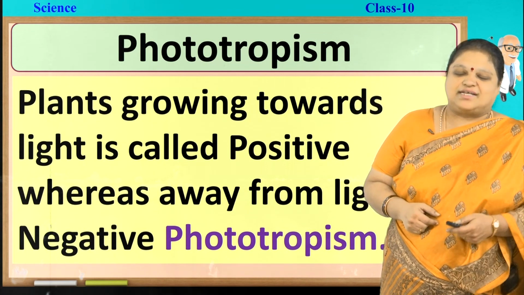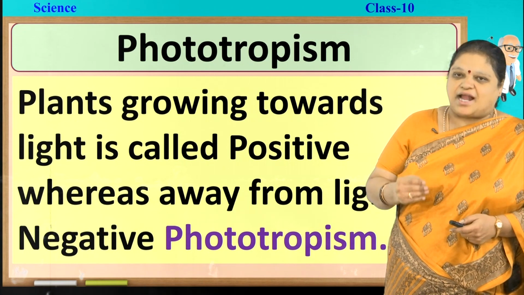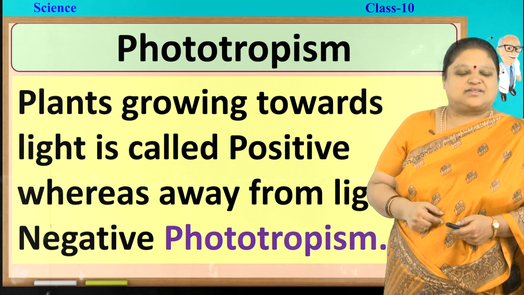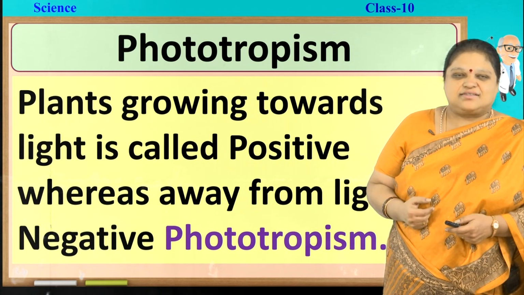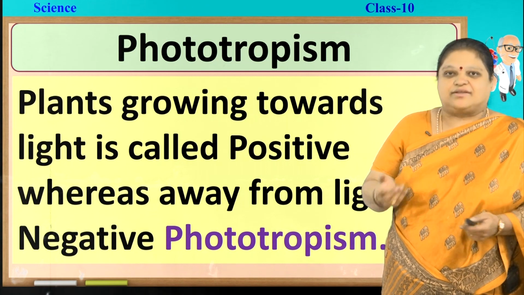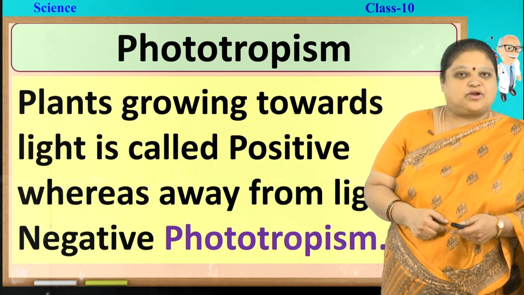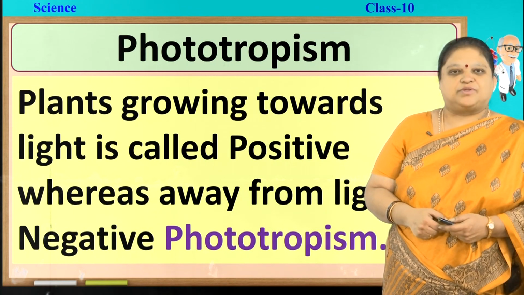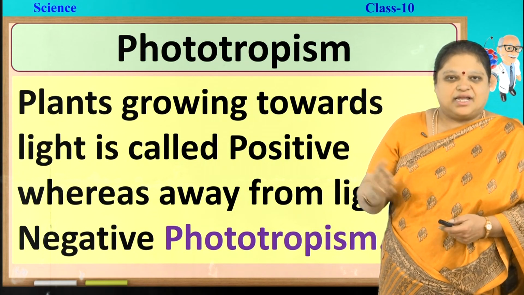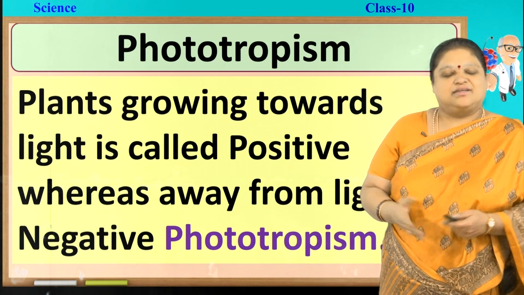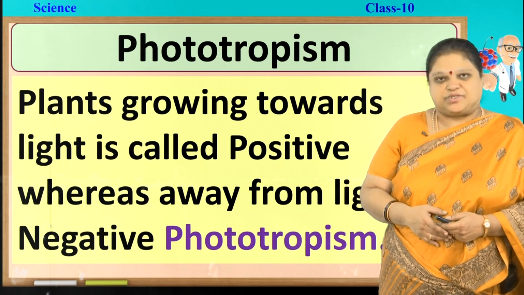You call it phototropism. Photo means light. So, plants growing towards light is called positive phototropism, whereas if they move away from the light, who is moving away from the light? The roots. So, you call it negative phototropism. If it is towards the stimulus, it is positive. If it is away from the stimulus, it is negative. It applies to all types of tropisms.